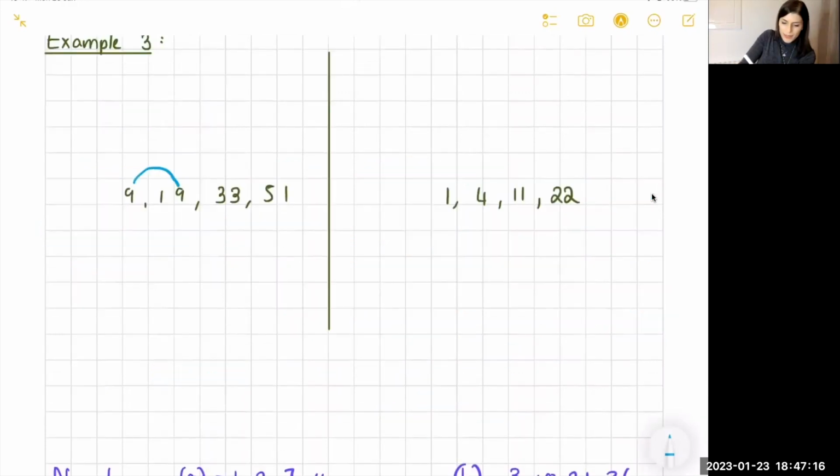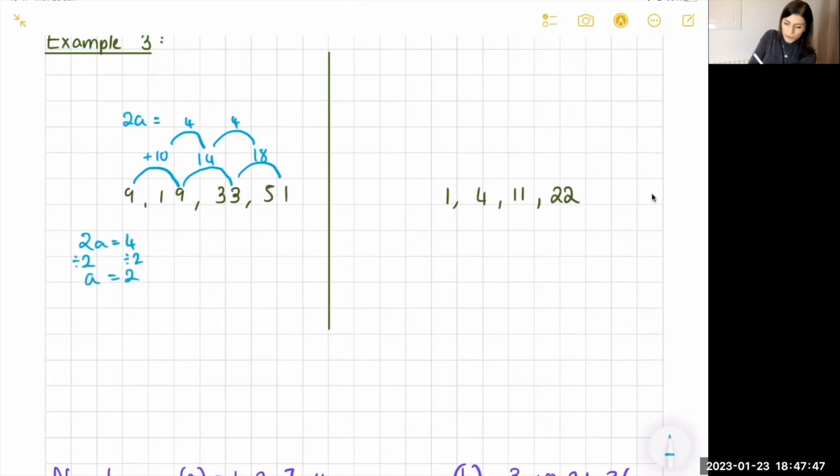The difference between 9 and 19 is 10. 19 and 33 is 14. Okay, so 14. 33 and 51 is 18. So then the difference here is 4. Again, I'm checking my second difference is the same. So 2a is equal to 4. So 2a is equal to 4 divided by 2. My a is equal to 2. So you write that in front of your n squared.